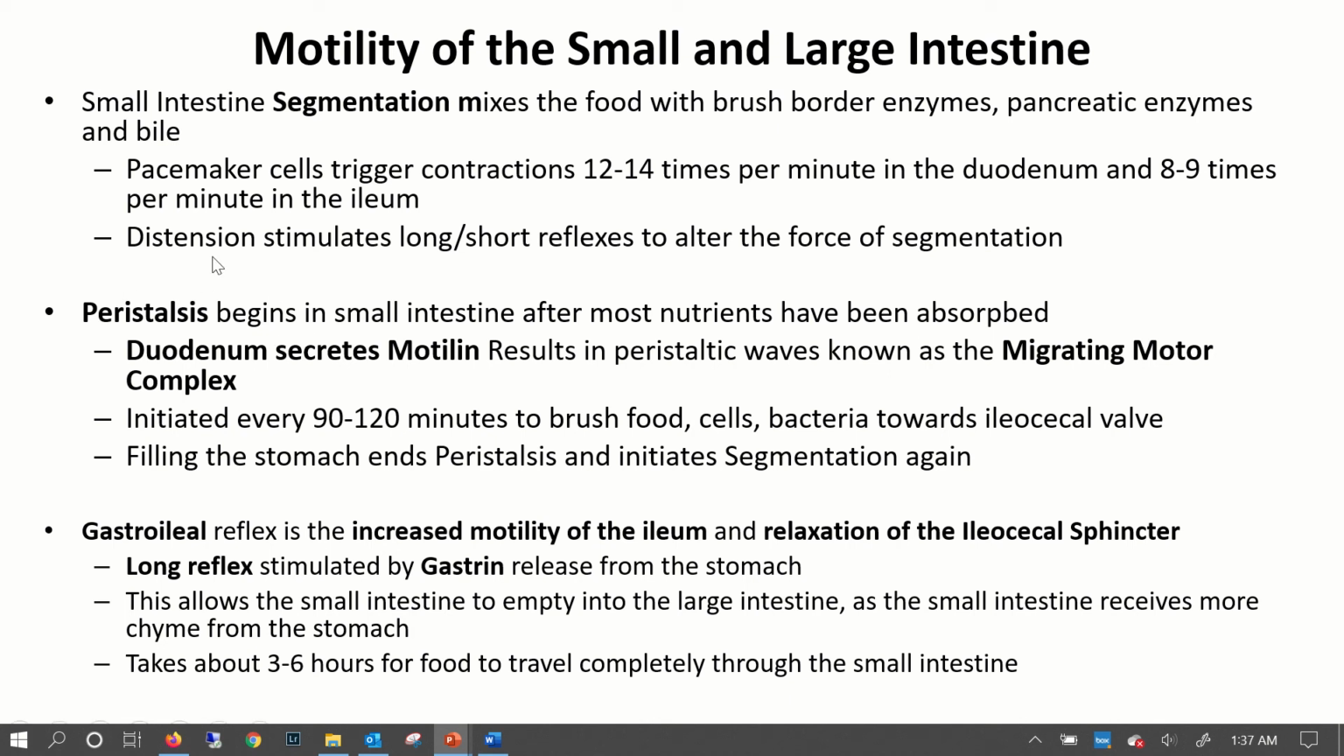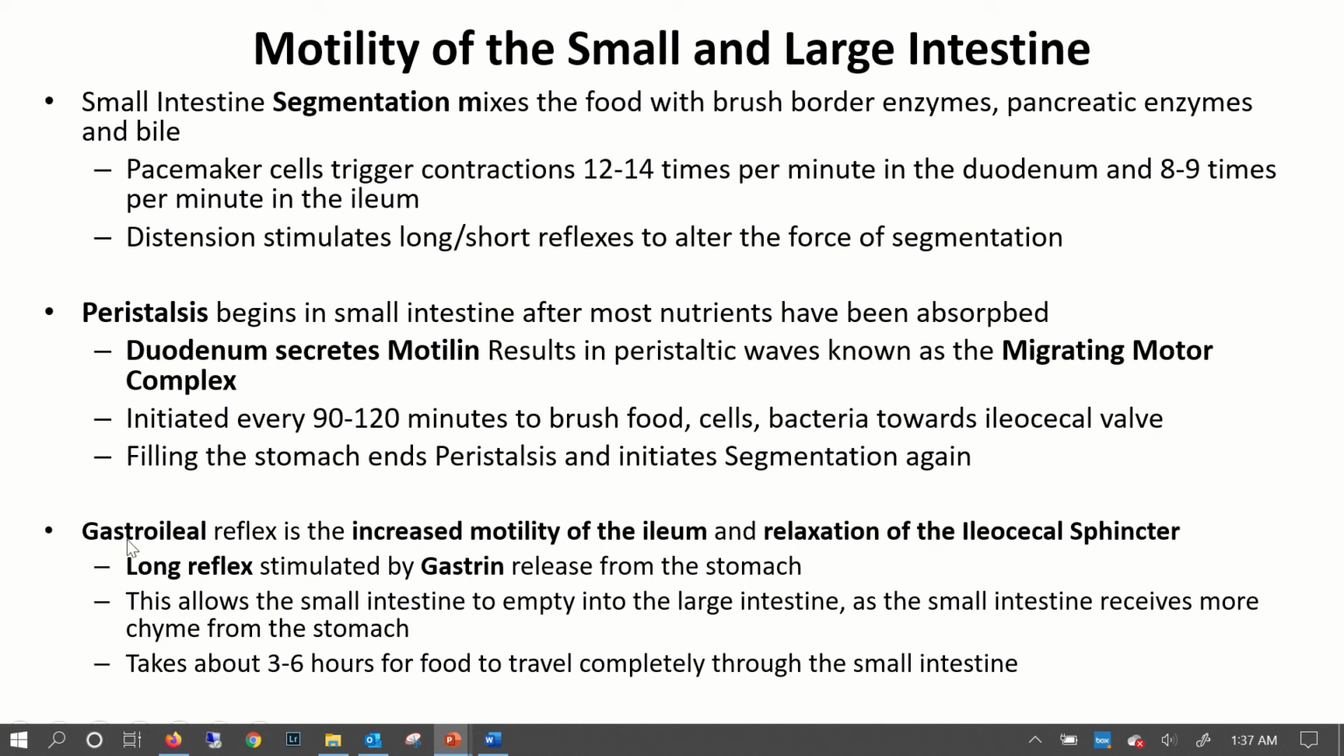Peristalsis itself waits. It's initiated every 90 minutes to 2 hours and basically has what we call a migrating motor complex that sweeps all the chyme from the duodenum all the way down to the ileum, pushing it towards the ileocecal valve. As you'll recall, gastrin in the stomach had the ability to mediate the gastroileal and the gastrocolic reflex. And this peristalsis is going to be initiated in part by that.